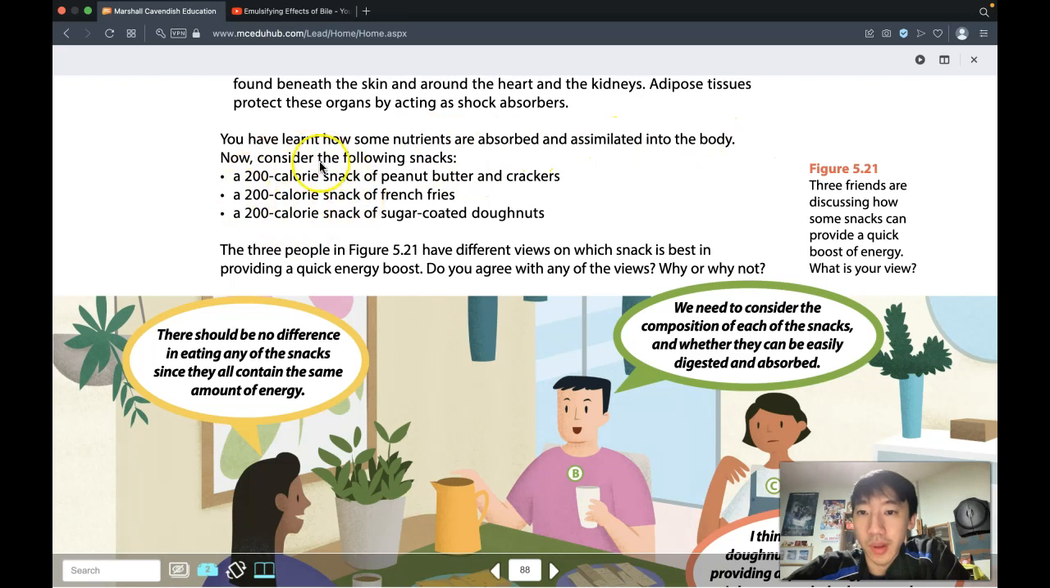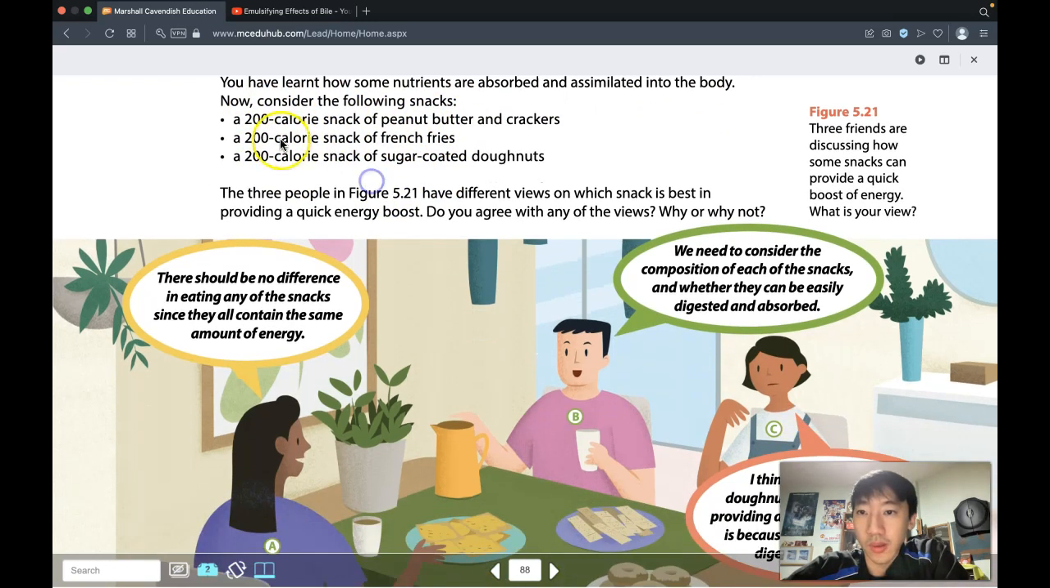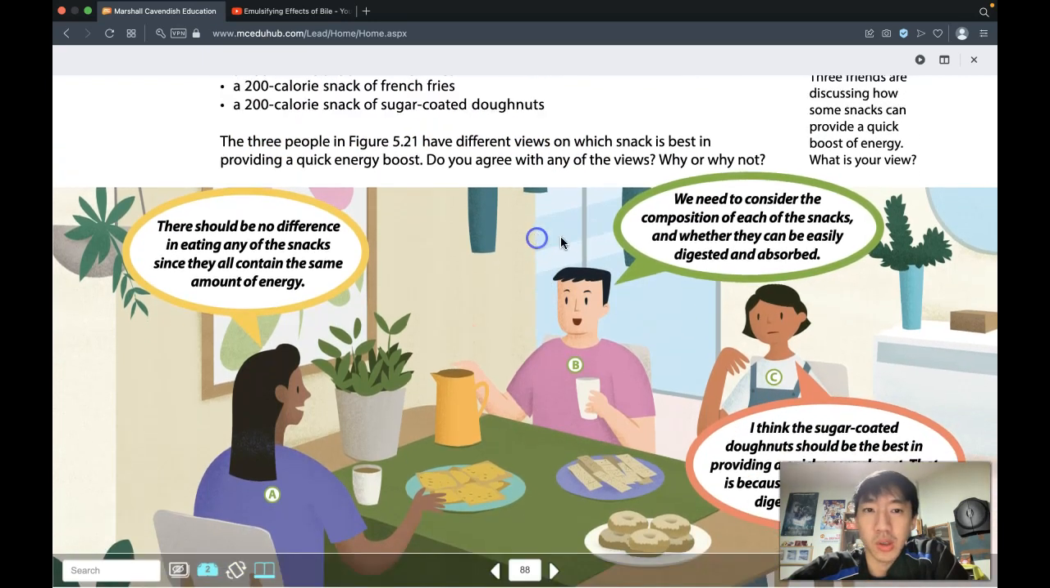We have different kinds of snacks over here. A 200 calorie snack of peanut butter and crackers, a 200 calorie snack of french fries, a 200 calorie snack of sugar coated donuts. Which is best in providing a quick energy boost? Let's look at this person. This guy says there should be no difference in eating any of these snacks since they contain the same amount of energy.